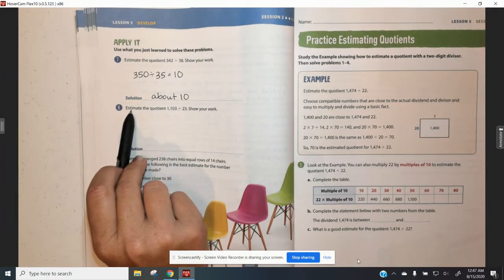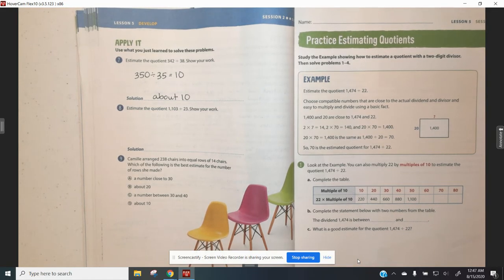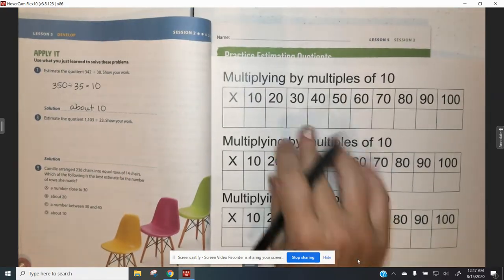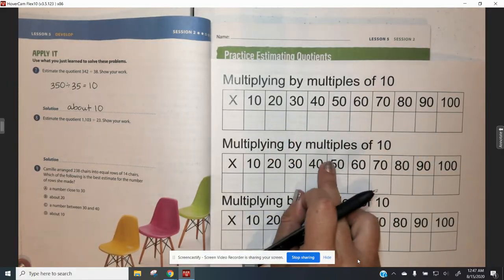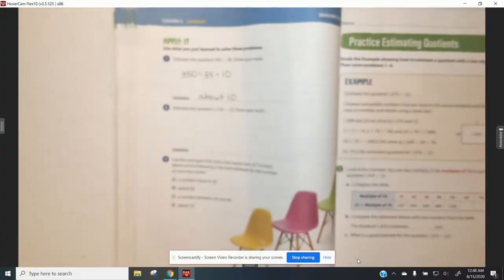Now we're going to do number 8. This time I'm going to show you how you could make your own multiples of 10 chart. I also will have these available. These are your multiples of 10 chart that you can print out and put into a plastic sheet protector and then write on it with a whiteboard. But if you don't have one of these, you can make it yourself. It's not that hard to make it yourself.